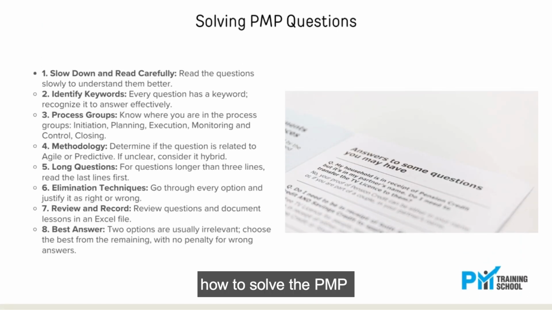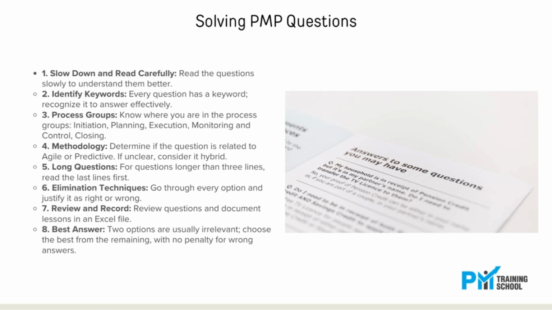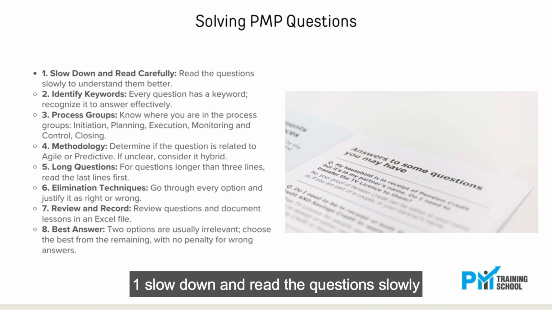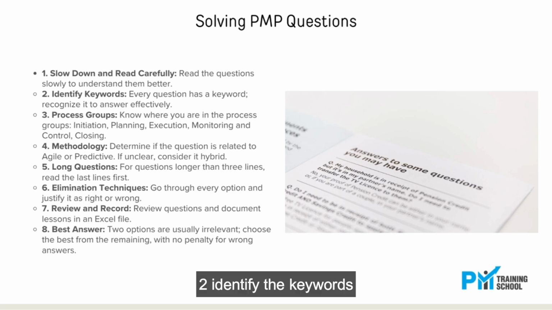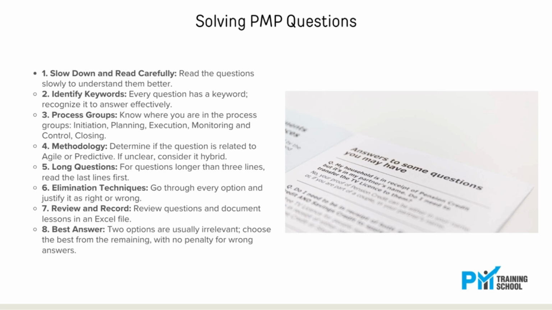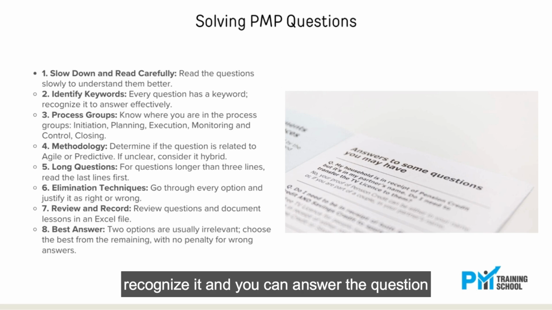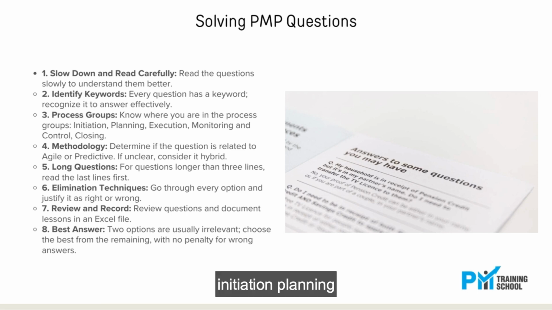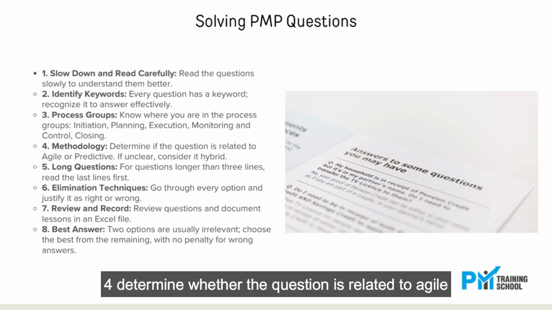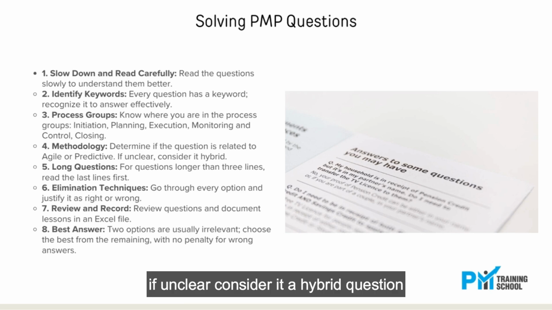How to solve the PMP questions. 1. Slow down and read the questions slowly so you can understand them better. 2. Identify the keywords. Every question will have a keyword. Recognize it, and you can answer the question. 3. Understand where you are in the process groups: initiation, planning, execution, monitoring and control, and closing. 4. Determine whether the question is related to agile or predictive methodology. If unclear, consider it a hybrid question.